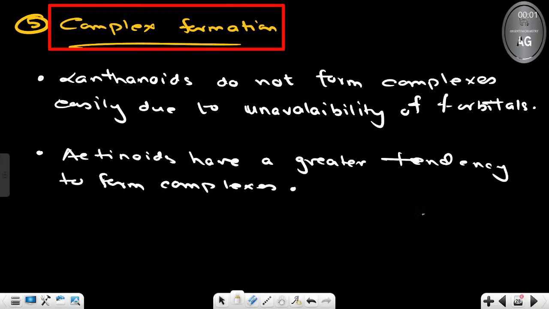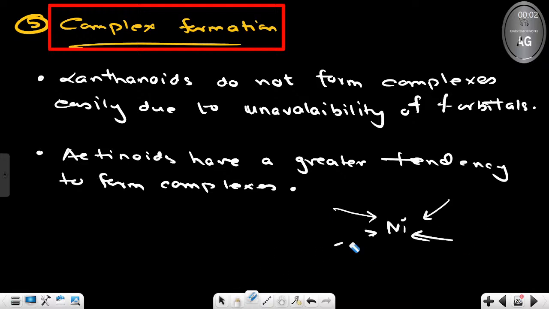Chelate means a ring type of thing. There is a central metal atom like this, and a ring will be formed. This is called a chelate. We'll read that, not now, but in coordination compounds.